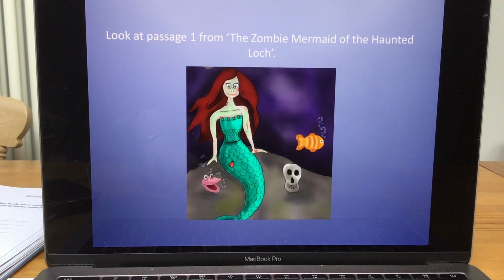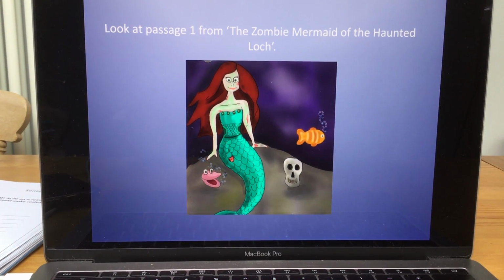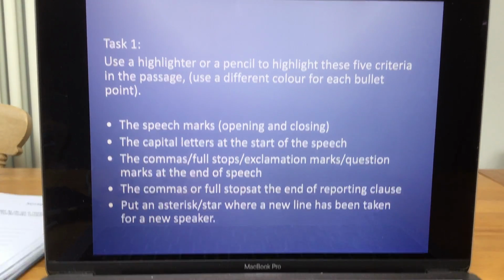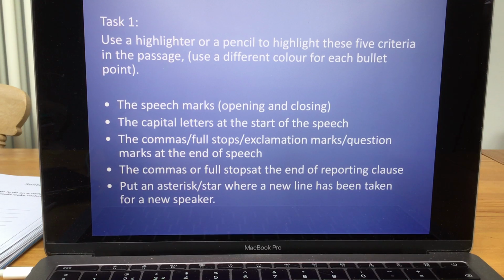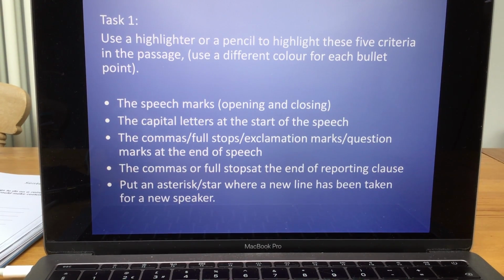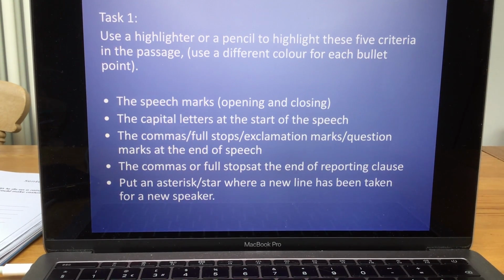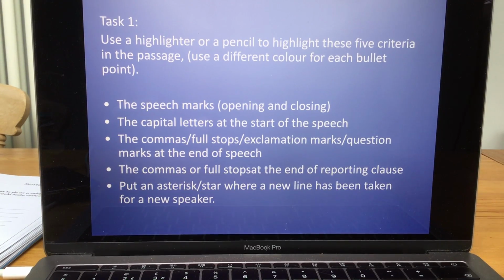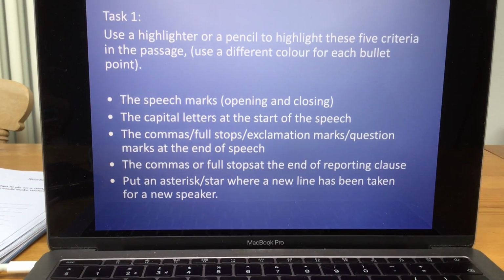Remember them. So you're now going to look at the passage which has been attached. So please do this in order. And here are the instructions. Use a highlighter or pencil or 5 different colours if you can to highlight these 5 criteria. So first, the speech marks, opening and closing. Draw a circle around them if it's not a highlighter. Capital letters, draw a circle around it if it's not a highlighter. Only at the beginning of the speech, not all the other ones, okay? Because we're only looking at the speech for this.